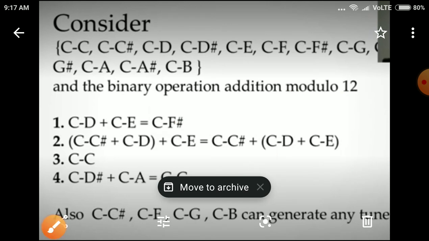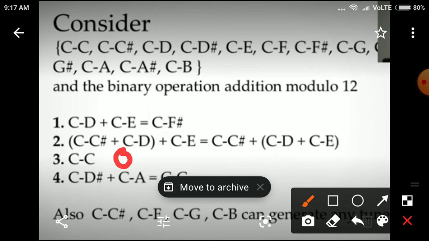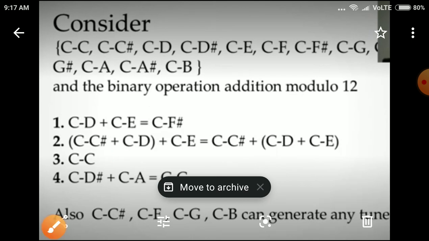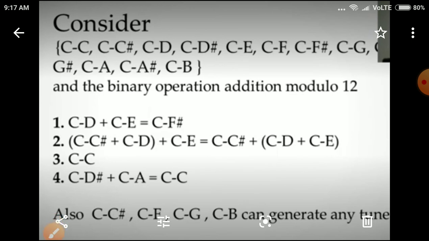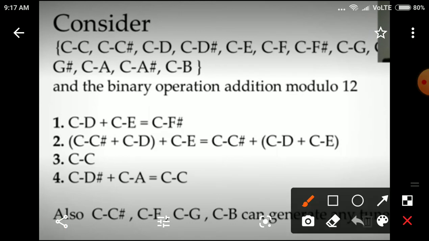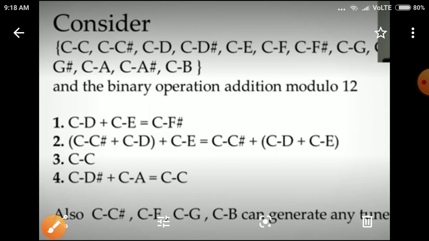Next, C to C is the third property, that is 0, the identity, which exists. Then the fourth property is the existence of inverse. C to D sharp is 3, and C to A is 9. Here the plus is with respect to addition modulo 12, so 3 plus 9 modulo 12 is equal to 0, C to C. So the inverse also exists: for the interval C to D sharp, that is 3, the inverse is C to A, and you get the 0 interval. So easily we can see that they form a group.